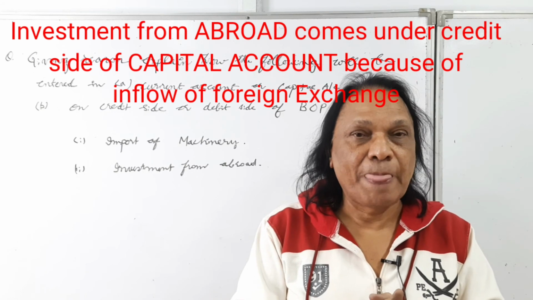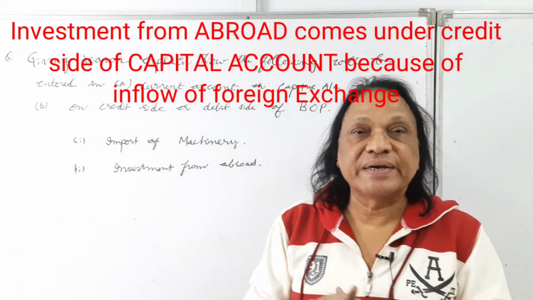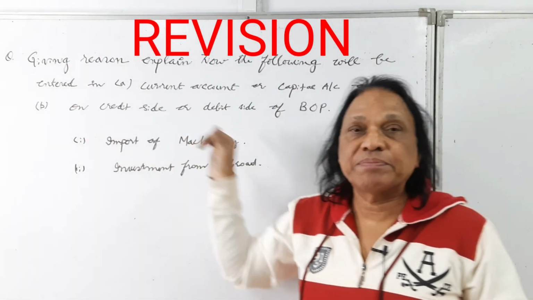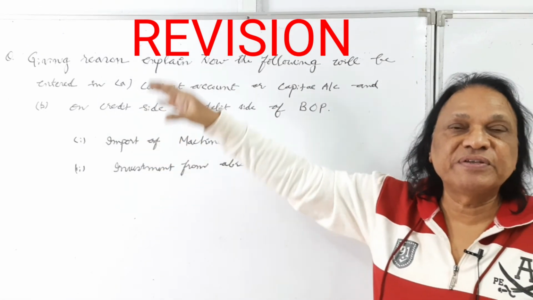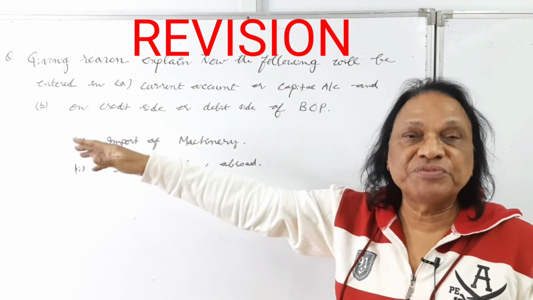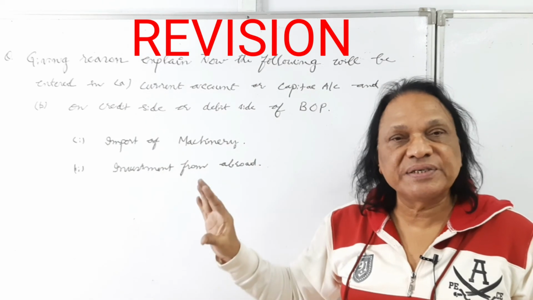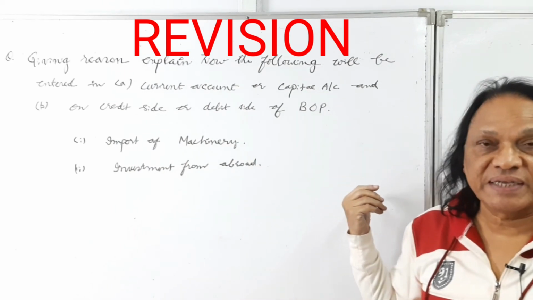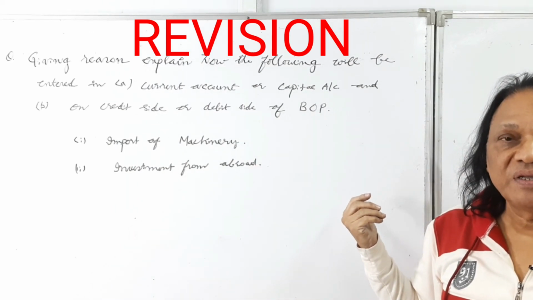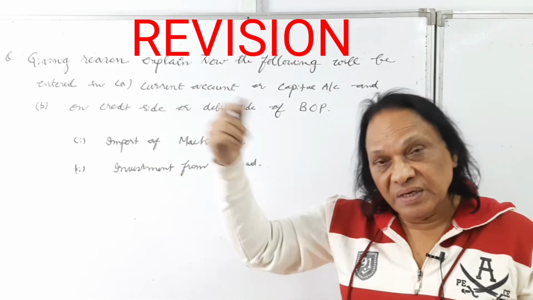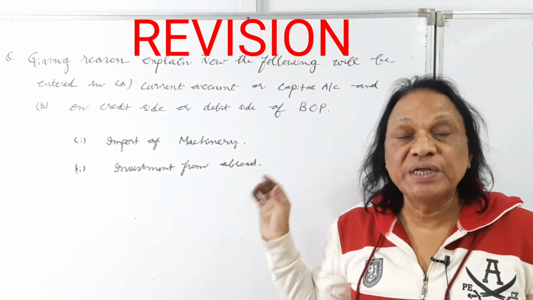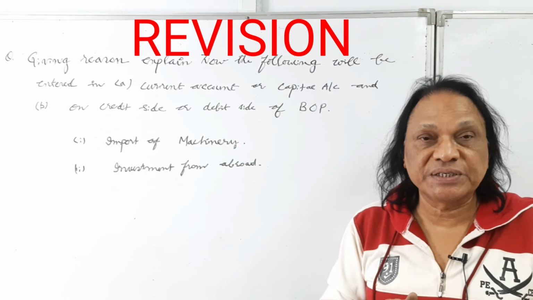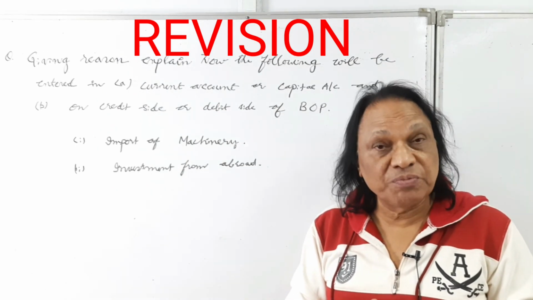That's it. I'll refresh once again: in the balance of payments, current account deals with the exports and imports of goods, services, transfers, etc. Capital account deals with the assets and liabilities of the country with the rest of the world. Credit items mean inflow of foreign exchange. Debit means outflow of foreign exchange. I'm sure you must have followed it.